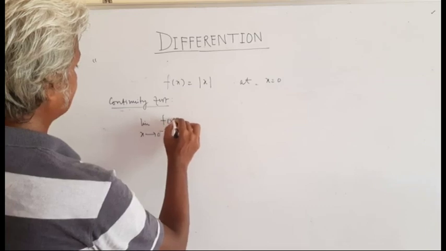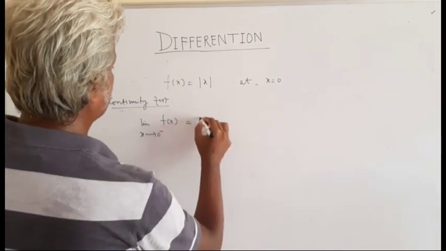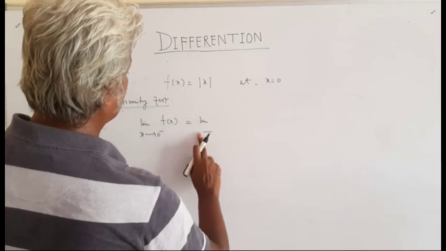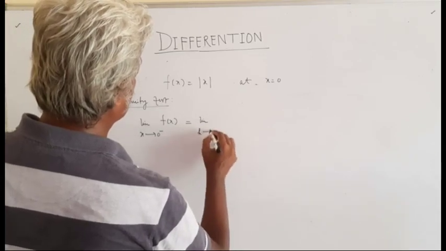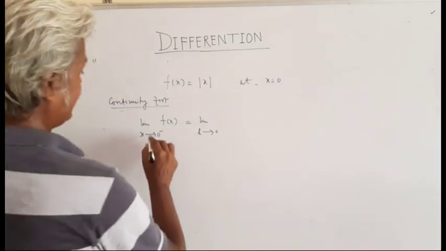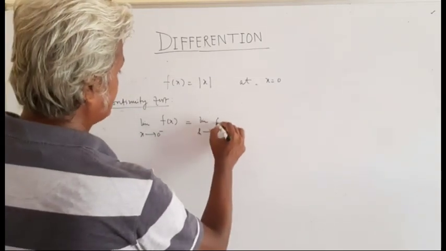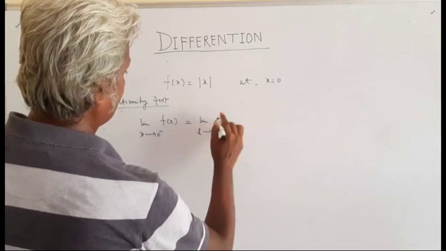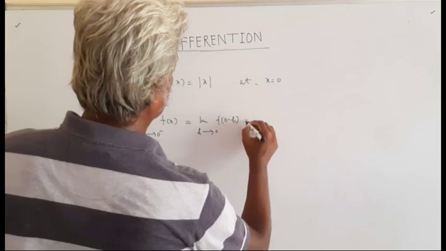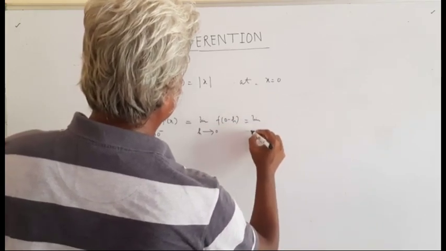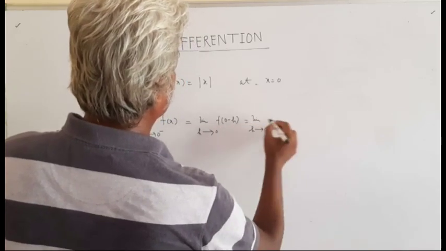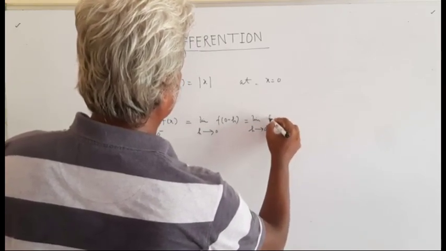f(x) is limit x tends to, now I would like to change this as h tends to 0 as usual, and then I'll replace x as 0 minus h because this is 0 minus. So here I write f(0 minus h).